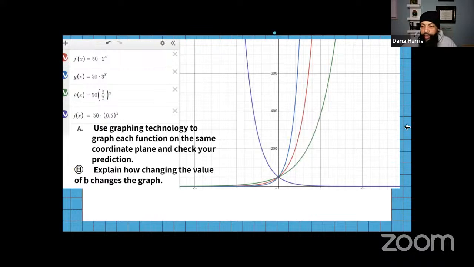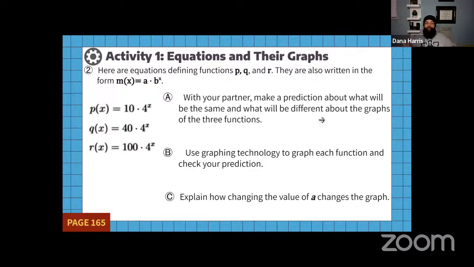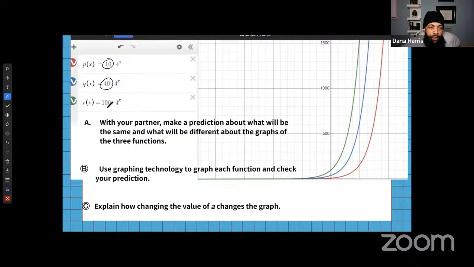Now let's look at another example. Here we have 3 more functions. And notice in this case, these functions have different initial values. Okay, so we'll go straight to this slide. These ones have different initial values: 10 here, 40 here, and 100 there, but they also have the same growth factor. So A is different in this case, and B is the same.